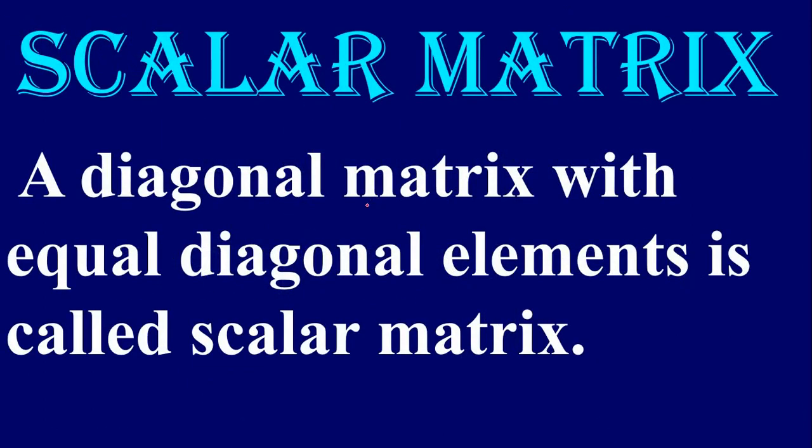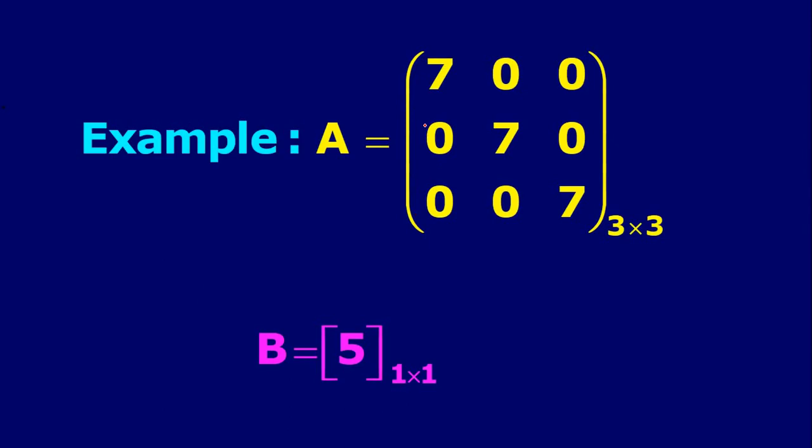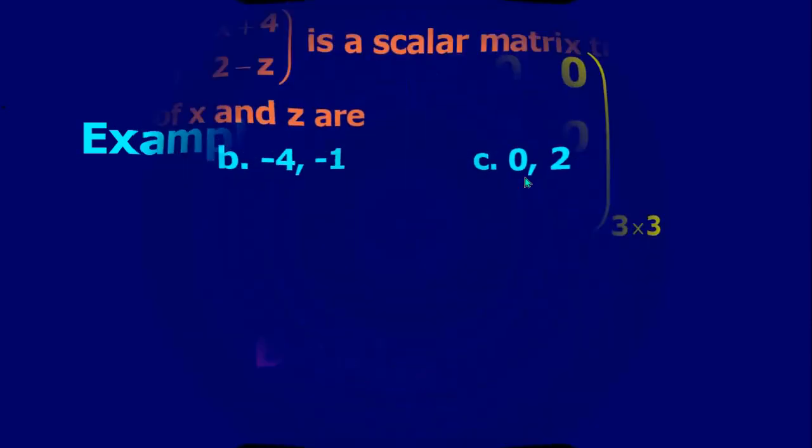So next it is scalar matrix. A diagonal matrix with equal diagonal elements is called as scalar matrix. Now first we have to consider a diagonal matrix. If all the diagonal elements are equal, then only it is called as scalar matrix. We consider one diagonal matrix 7, 0, 0, 0, 7, 0, 0, 0, 7. Now here all the diagonal elements are same. So this is called as scalar matrix. And this is 1 by 1 scalar matrix. So here scalar matrix is a diagonal matrix in which all the diagonal elements should be same.